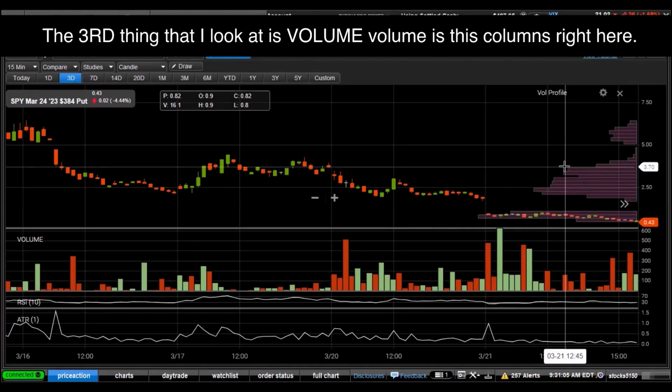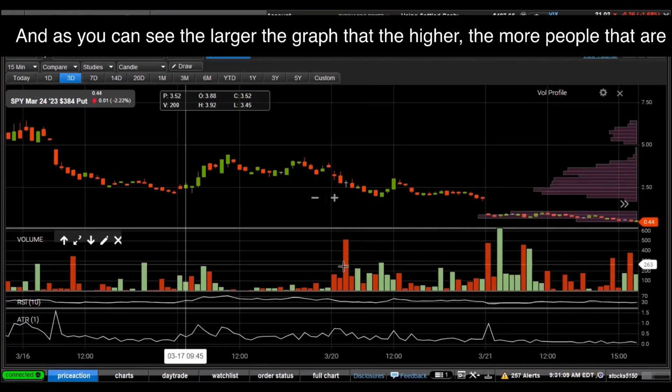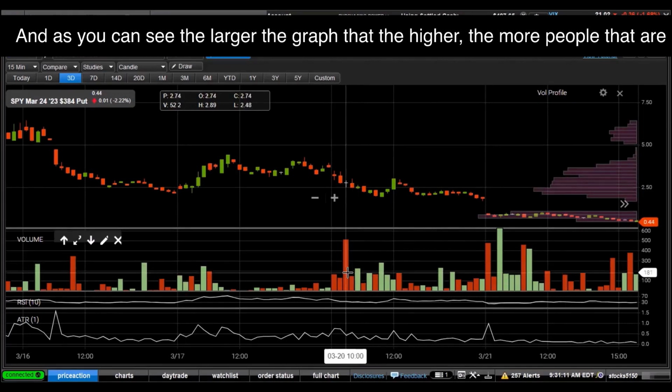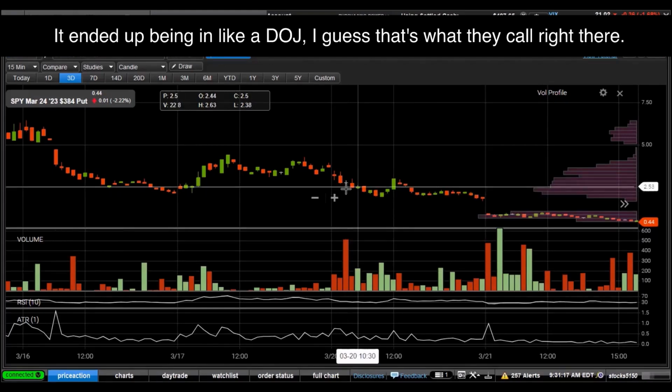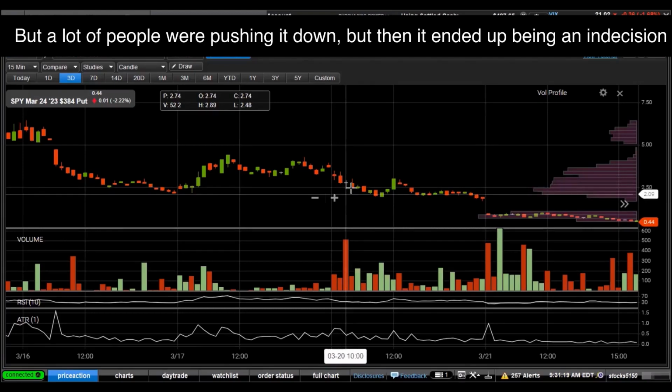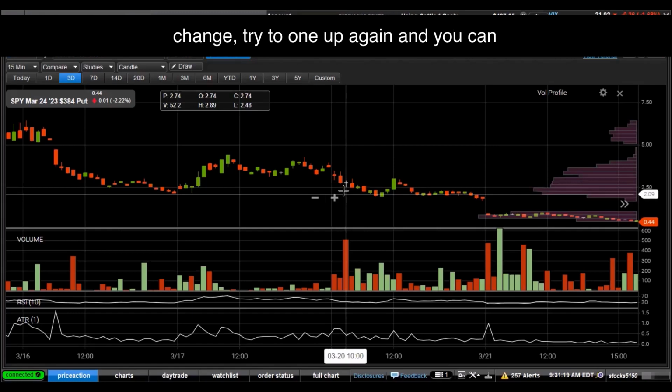The third thing that I look at is volume. Volume is these columns right here. And as you can see, the larger the bar, the more people that are in there at this given time. Like you can see this right here, it ended up being a doji, I guess that's what they call it. But a lot of people were pushing it down, but then it ended up being an indecision candle and going right here. And see, the volume fell off, but then we had a change.